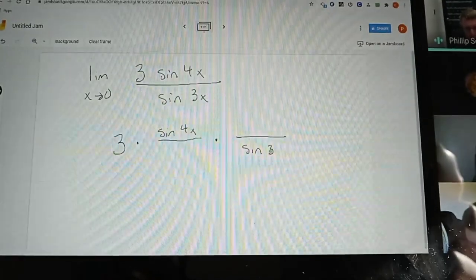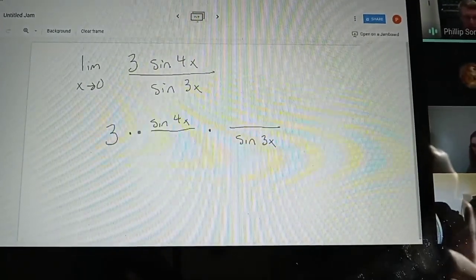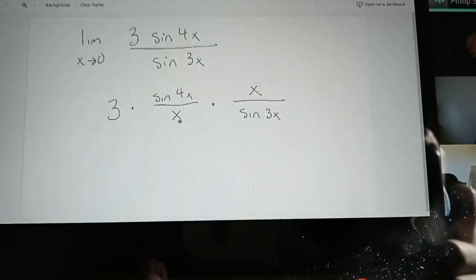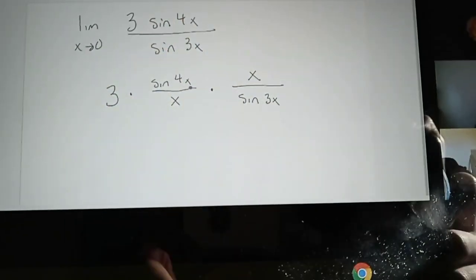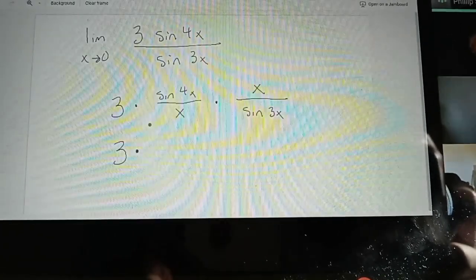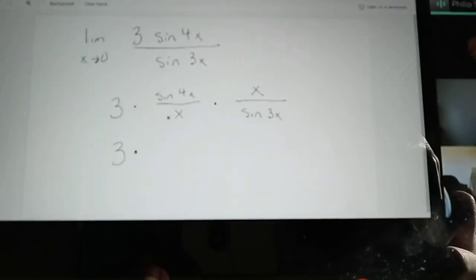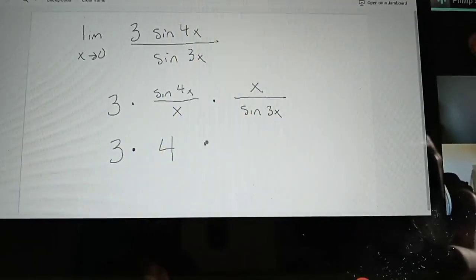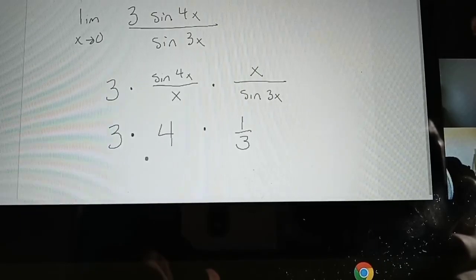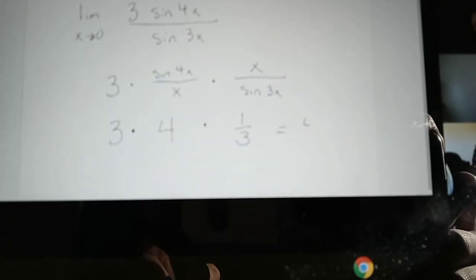The sine of 3x. And to get them to look like our special limits, I'm going to put an x here, and I'm going to put an x here. Because those two x's would just cancel out. We're not changing the problem at all. So we will be left with 3, and then the limit as x approaches 0 of this would be 4. And the limit as x approaches 0 of this would be 1/3. So that's 12 divided by 3. It's equal to 4.